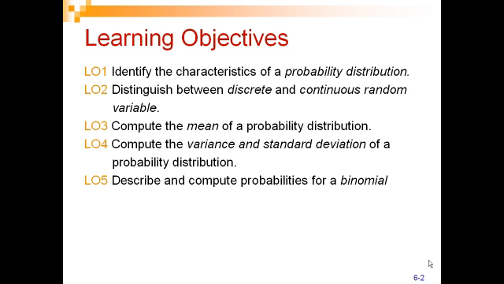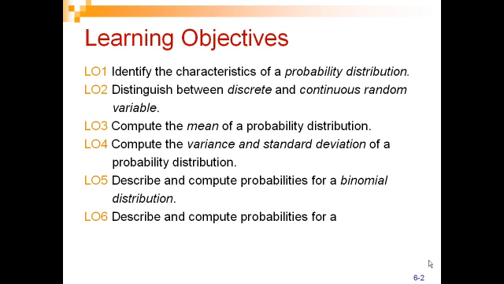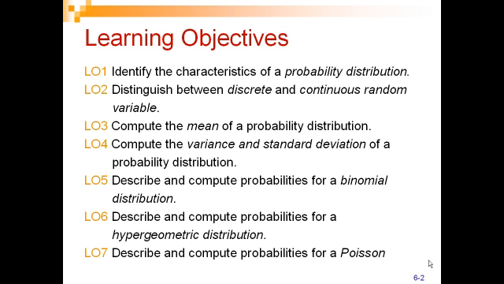Learning objective 5, describe and compute probabilities for a binomial distribution. Learning objective 6, describe and compute probabilities for a hypergeometric distribution. And lastly, learning objective 7, describe and compute probabilities for a Poisson distribution.